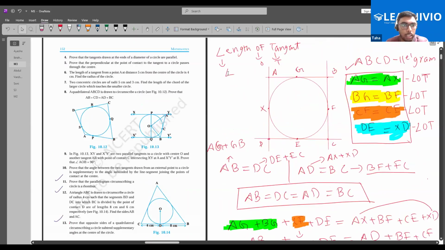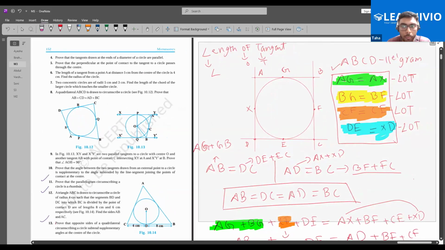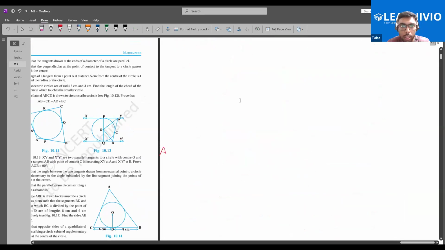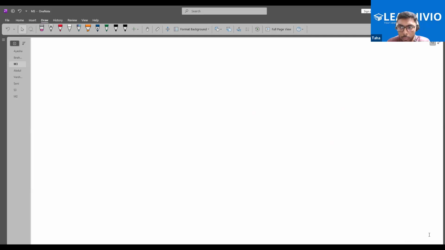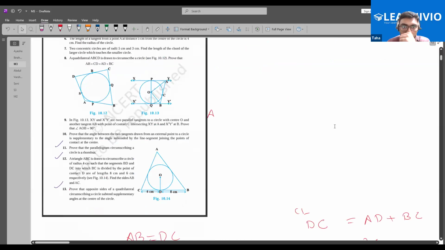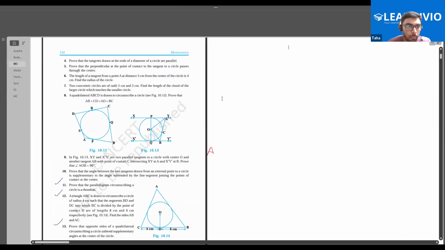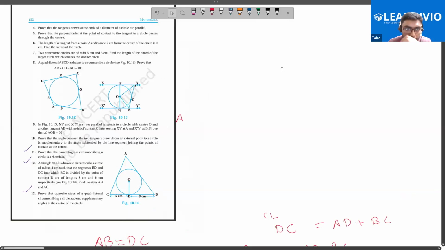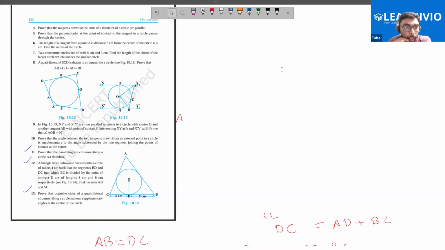So over here we have a triangle which is circumscribing a circle of radius 4 centimeters, and let us remove this. A triangle ABC is drawn to circumscribe a circle of radius 4 centimeters such that segments BD and DC, into which BC is divided by the point of contact D, are of lengths 8 centimeters and 6 centimeters respectively. Find the sides AB and AC respectively. Find the sides AB and AC.